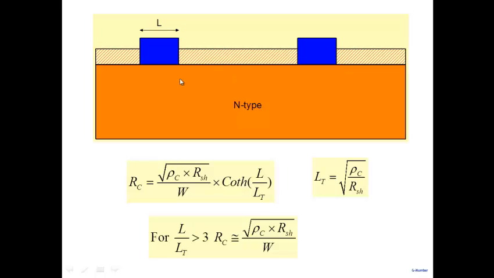In the actual device, you keep the doping whatever you want. In the actual device, the doping determines the characteristics, so you keep it whatever you want, 10 power 16, 10 power 15 or whatever. But under the contact, make the doping very, very high.